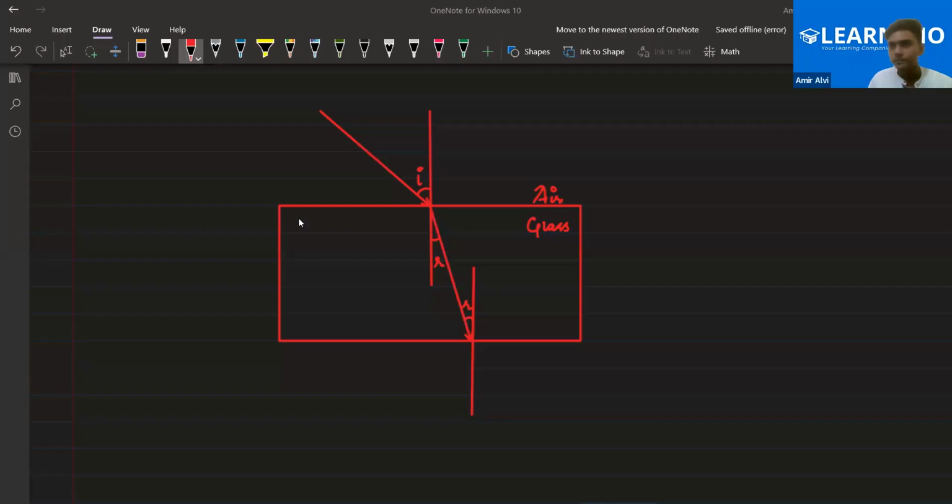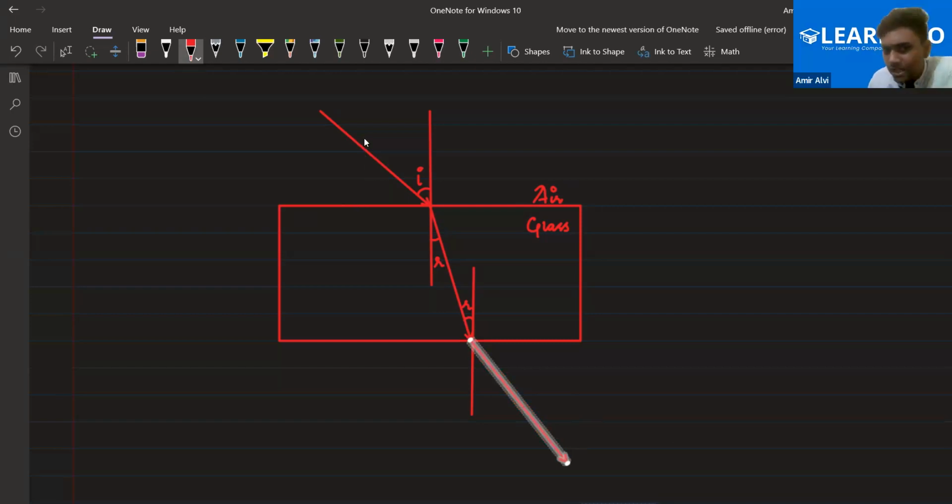Okay, Ayan, Faizan, and Arish. Is this clear? Is the screen visible, maybe? Yes. Okay. It is denser to rare at this point, so the light ray will bend away from the normal like this. Clear?